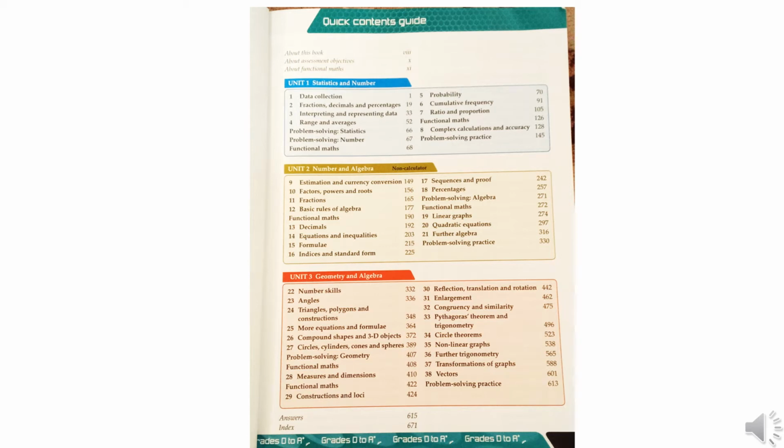This right here is a quick contents guide, which lists all the topics as I have in my own table. This textbook is for the old GCSE, which is why I had to add in an additional topic at the end of the table. However, the vast amount of questions in this textbook make it worth buying, and I'll show it to you later.